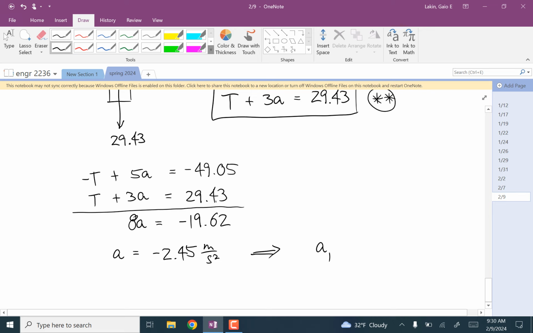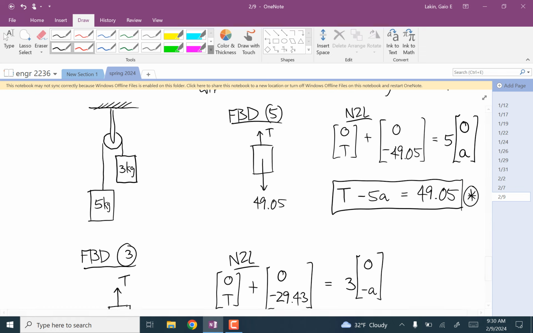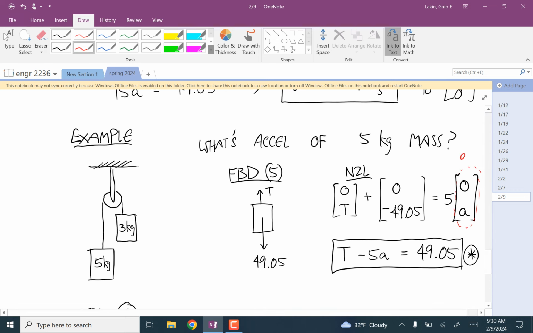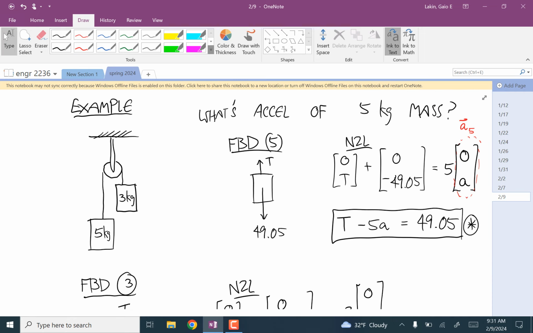So the acceleration vector of the 5 kilogram mass is 0, and we're just plugging this value into this vector expression here. This thing here is the acceleration vector of the 5, and so it's equal to 0, negative 2.45. So without specifying on our own that the 5 kilogram is going to accelerate down, we calculated that it would accelerate down.